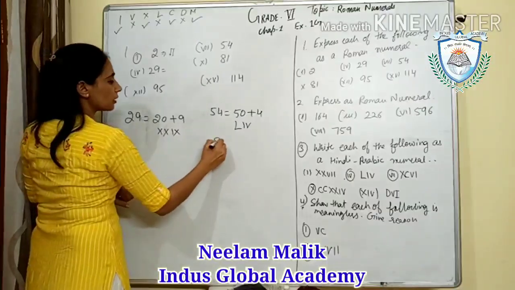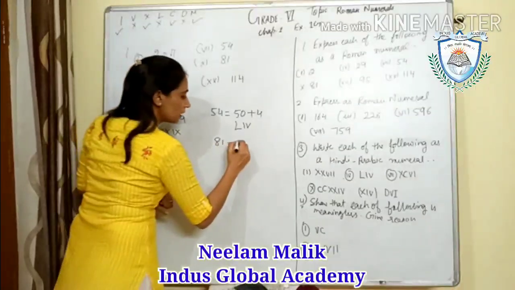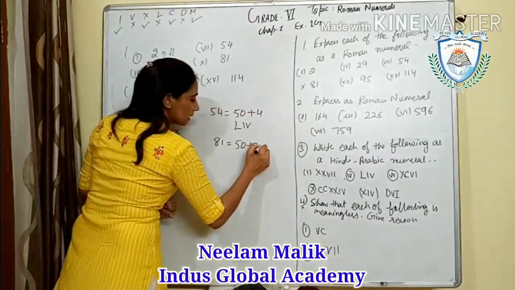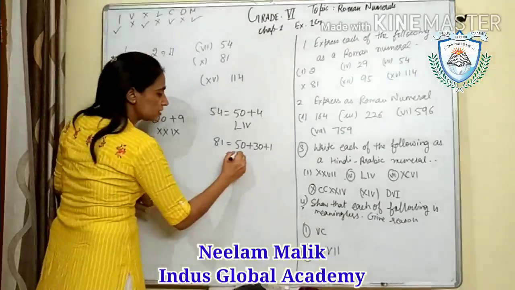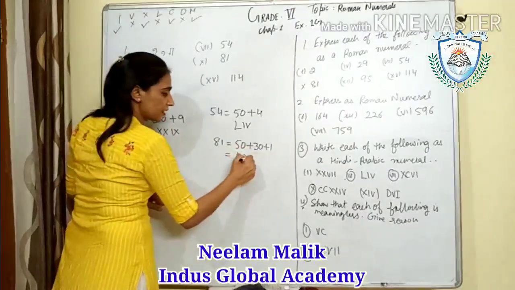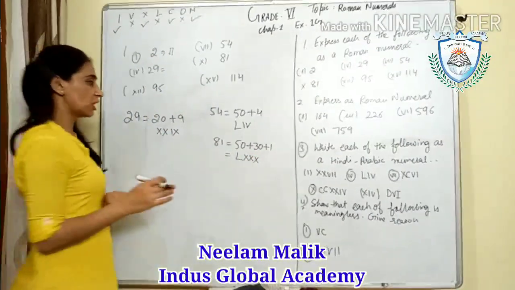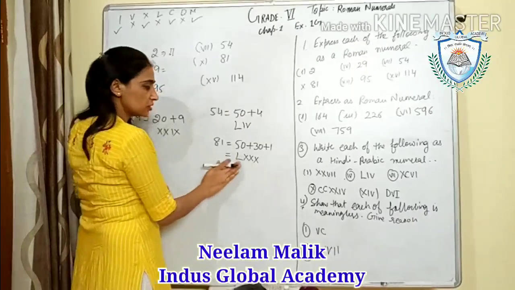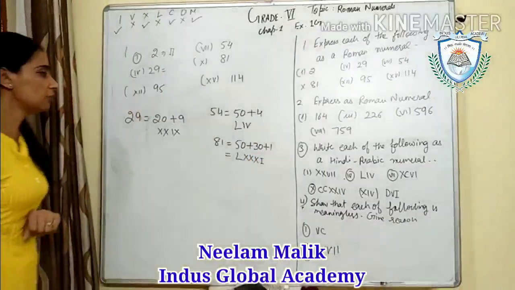Next is 81. What is our 81? We can say 50 plus 30 plus 1. So 50 is L, 30 is X, X, X. We can repeat 3 times but not more than 3 times. So 3 times X is 30, making 80, and 1 means I. So this is our 81.